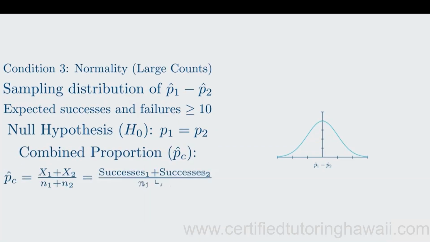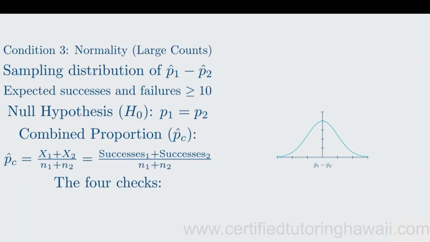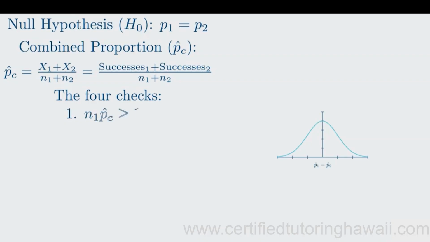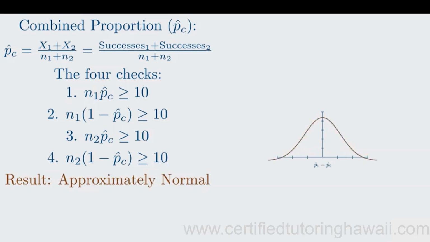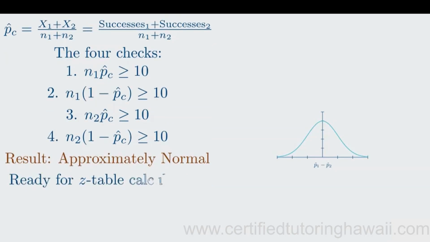Think of this as dumping both samples into one big bucket to get a single best estimate of the shared proportion. We then use this combined proportion, p hat c, to check our four counts. We check that n1 times p hat c, n1 times 1 minus p hat c, n2 times p hat c, and n2 times 1 minus p hat c are all at least 10. If all four of these values are 10 or greater, we can safely conclude that the sampling distribution of the difference between the proportions is approximately normal. This allows us to use the z-table and normal distribution calculations.